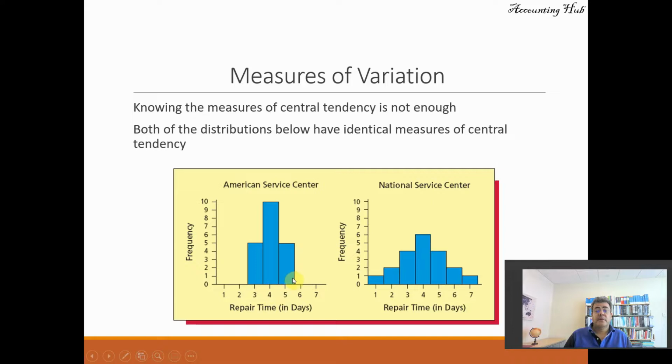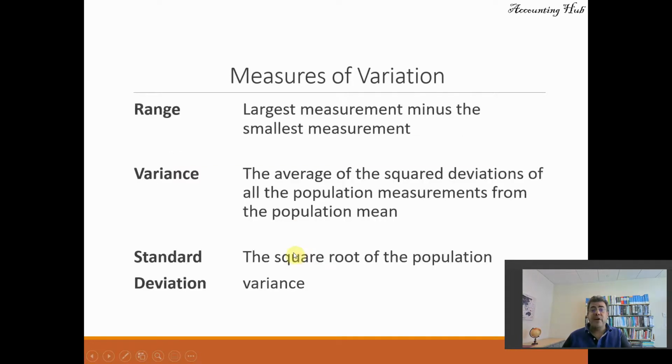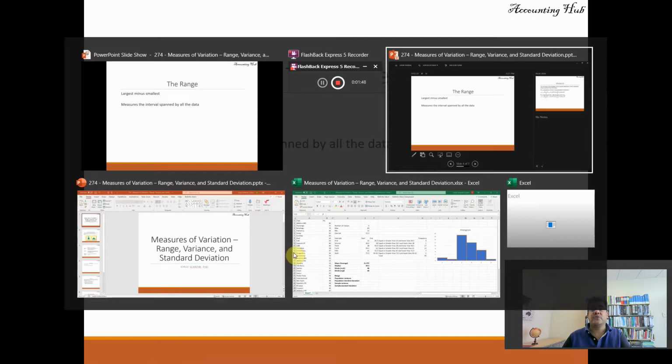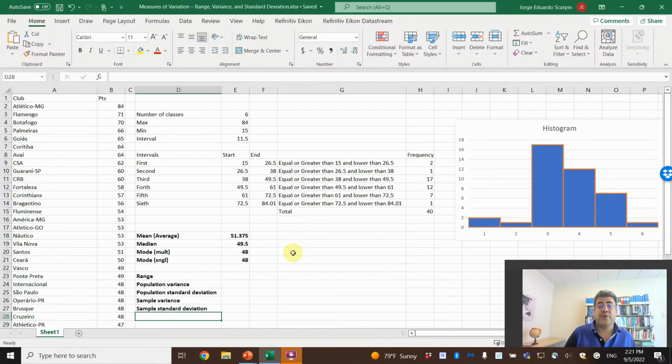Here, 5 minus 3, the range is 2. Here, 7 minus 1, 6. And how do we do that on Excel? So let's go to our Excel file. Remember, all our Excel files are free, and the link to download is in our video description.